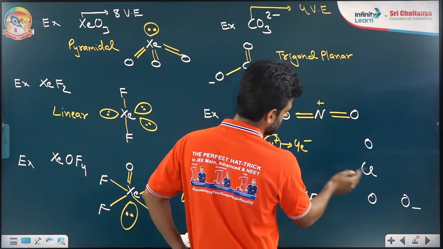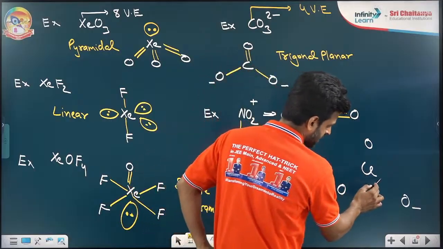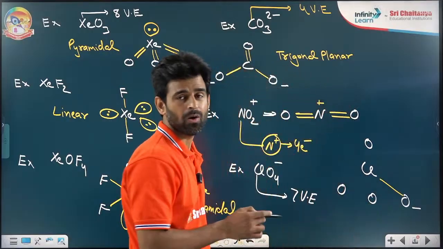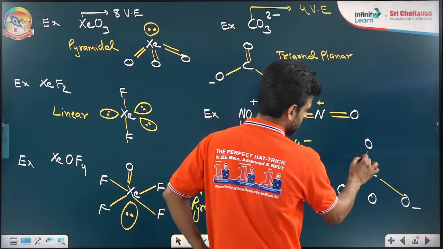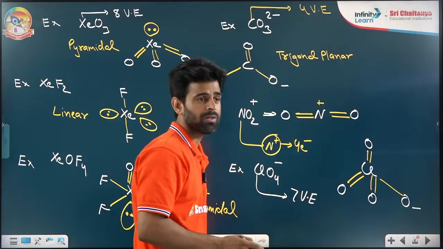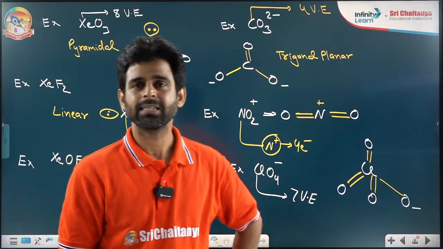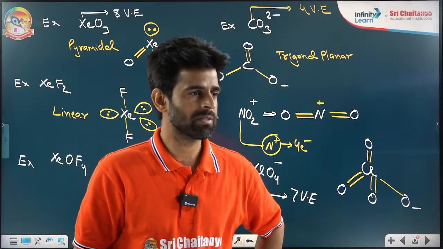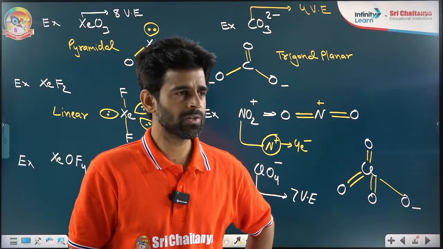We are having O minus here, right? So O minus will make what? A single bond. And neutral oxygen will make what? A double bond, right? Double here, and double here. It is what? ClO4 minus. Very easy to say, ClO4 minus. Easy to draw.